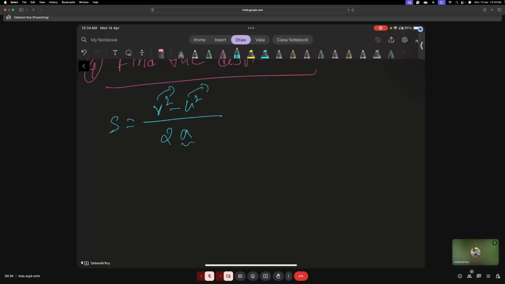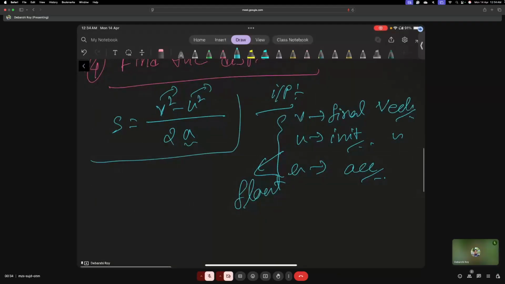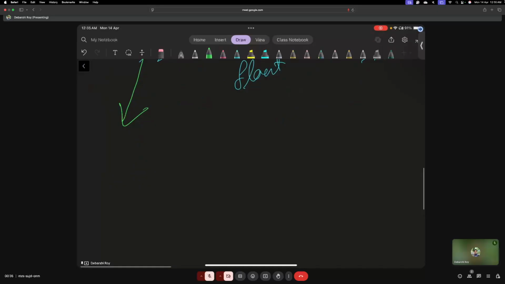So the inputs are v, that is the final velocity, u, the initial velocity, and a, the acceleration. Take three inputs and convert them into float. Already I have told why it is better to convert to float, and then calculate this displacement. This is the simpler or mathematical version. If you want to convert it into the computer coding version, then you have to write it as follows.